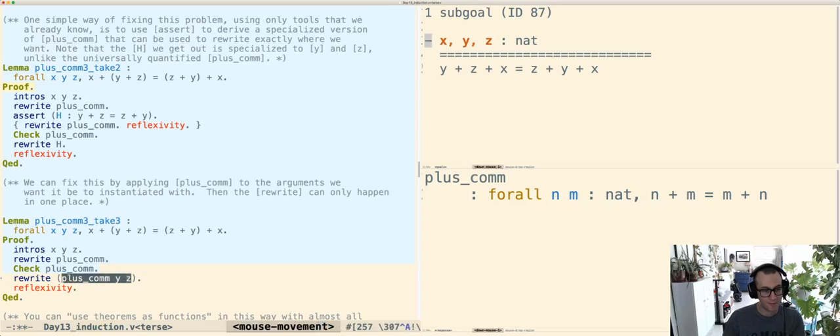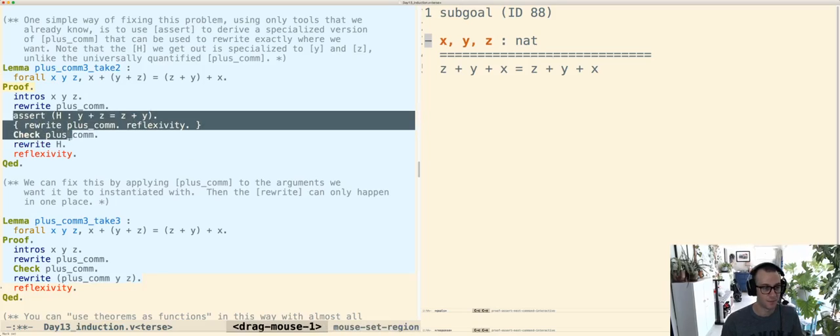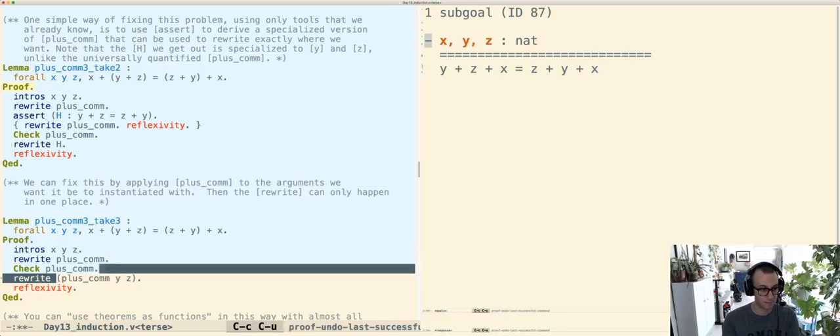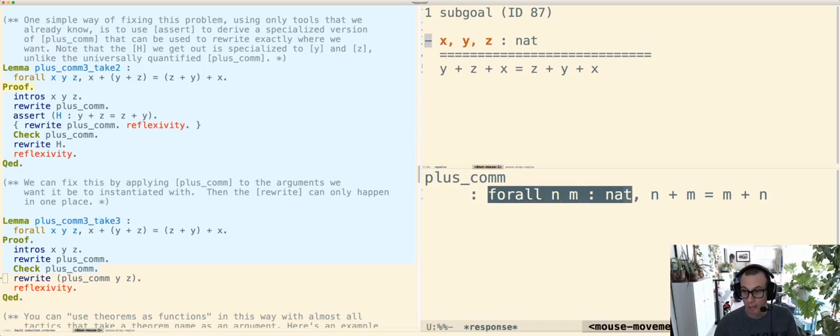Now, when we do that, that effectively does the same thing as this assert. It says, specialize this thing I'm rewriting by, specialize plus com to be y. So this rewrite with this application amounts to all of the work we did right here. The idea is, if you have a theorem that starts with a for all, like plus com, show me the plus com again, thank you. If you have a theorem that starts with a for all like this, you can apply that theorem to the given arguments you have there, and that'll give you more and more specialized theorems.